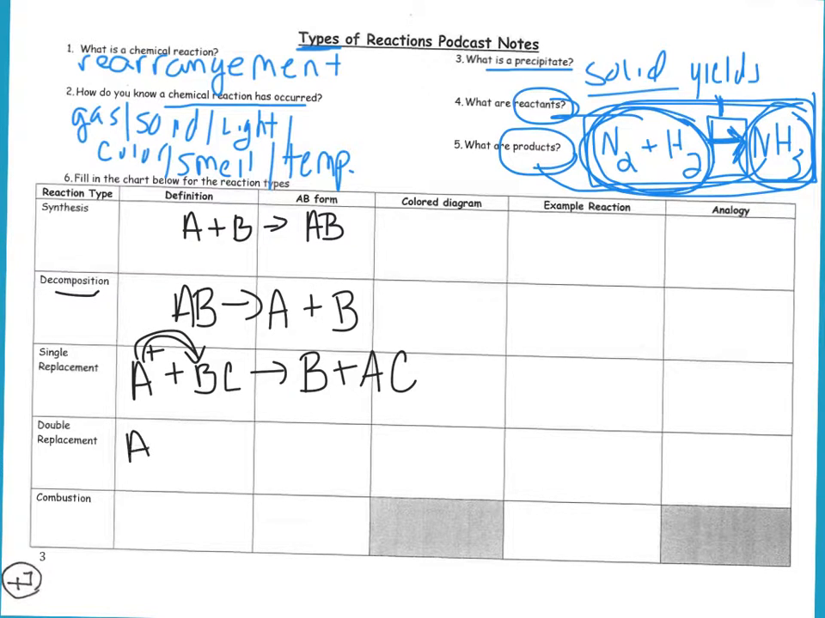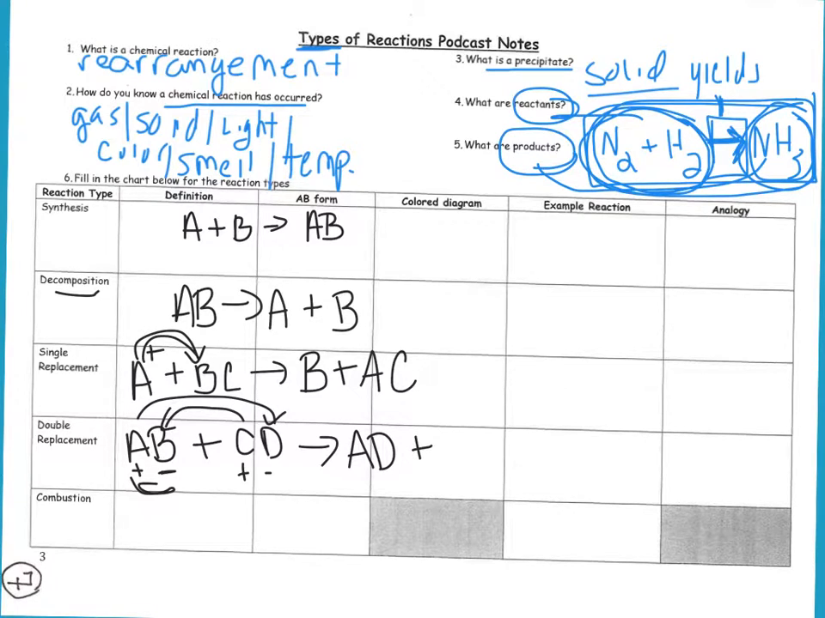Now in a double replacement, we have usually two ionic compounds, a cation and an anion, and another cation and anion. And remember what you learned in bonding was that you had to have a positive and a negative thing to interact. So this positive is going to go with that negative and that positive with that negative. And so we form AD plus CB. And this is the AB form of a double replacement reaction.